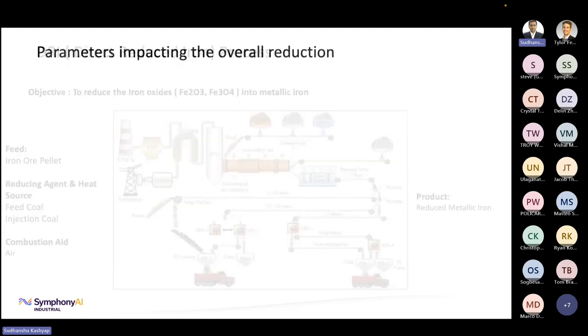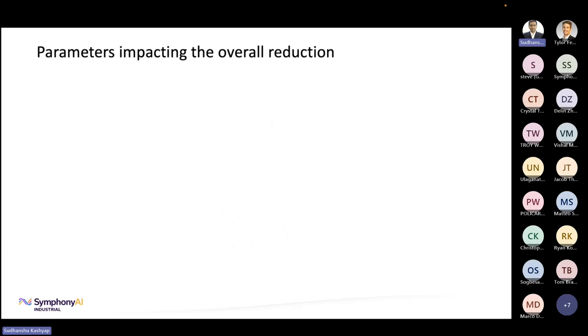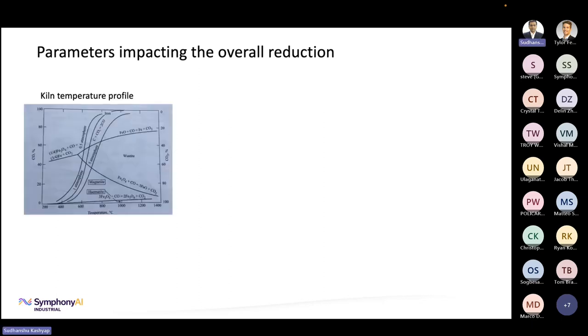So we'll look into which parameters impact overall reduction. The objective here is to maximize the reduction in the kiln, so we have the highest percentage of metallic iron when it exits the kiln. If you look at kiln temperature, in these phase diagrams we see how the reactions proceed. It's very clear that when temperature is high, we have better reduction, and low temperature reduces reduction. So we want high temperature in the kiln for better reduction.